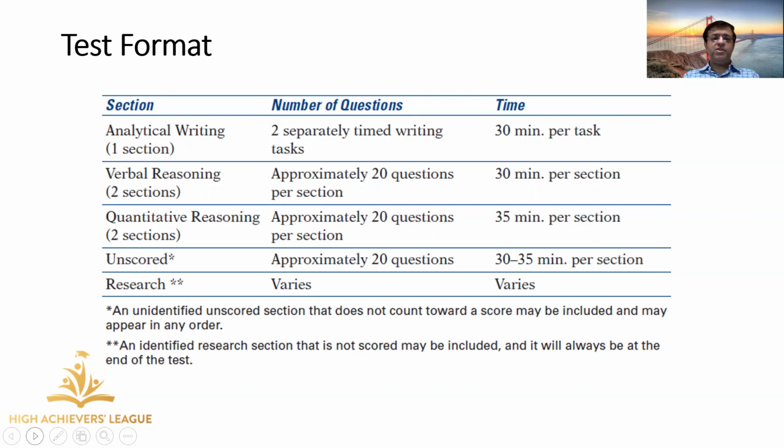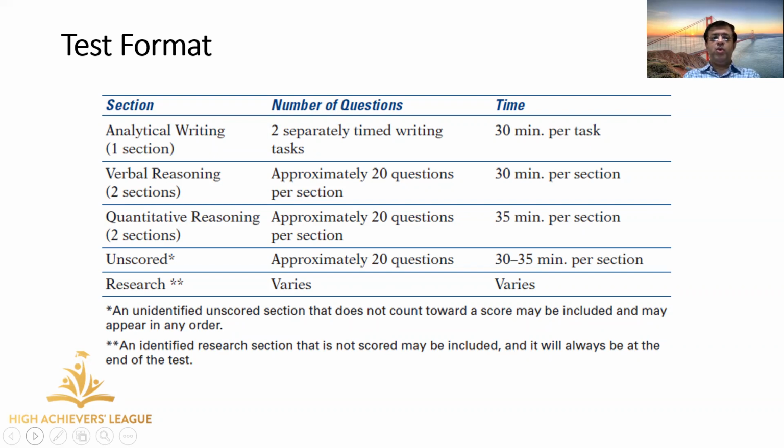So after you're done with this section, you will start getting the verbal and the quant sections one by one, alternately. So if you get the math section first, then you're going to get the English section, then math section, then English section. Or if you get the verbal section first, then you will get a math section after that, then verbal, and then math. We call the English section the verbal reasoning section, and the math section is called quantitative reasoning section.